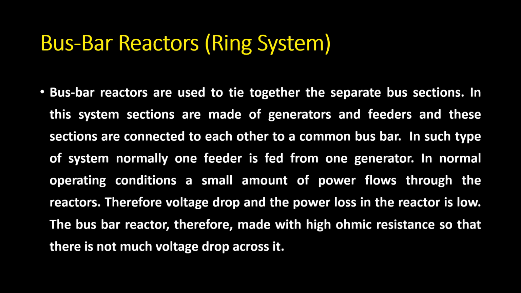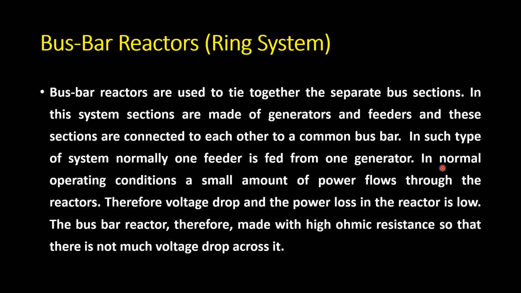Bus bar reactors. First we are discussing here ring system. Just try to understand theoretically first, then I will show you diagrams. The bus bar reactors are used to tie together the separate bus sections. In this system, sections are made of generators and feeders, and these sections are connected to each other to a common bus bar. In such type of system, normally one feeder is fed from one generator.